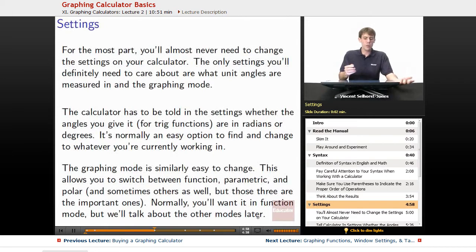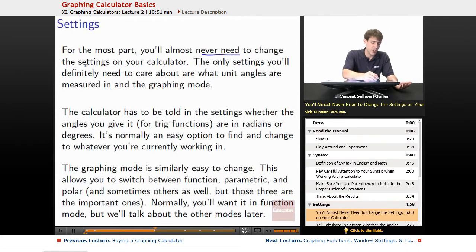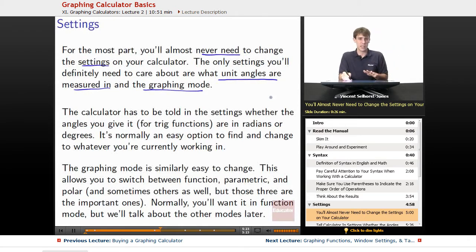For the most part, you'll almost never need to change the settings on your calculator. Pretty much all the settings on your calculator, you'll be able to just leave them as the factory standard. There are some that you might occasionally want to change, but that's probably an advanced user thing that you won't really need to deal with for many years. The only settings you'll definitely need to care about for the next couple years are what unit angles are measured in and the graph mode. Other than that, you're basically fine leaving all your settings the same.